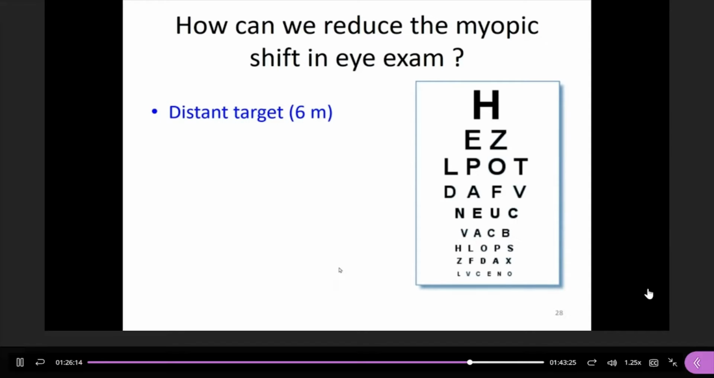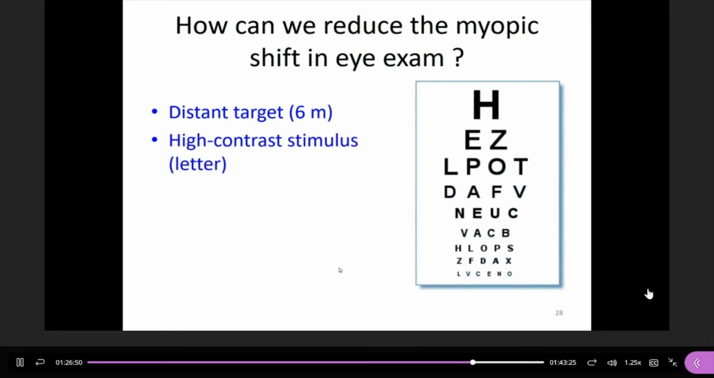Some practices may use 3 meters, but as you would expect, for 3 meters the accommodation would be about 1 divided by 3 diopters, so it's about 0.3 diopters of myopia. If you mount it at 6 meters, it would be 1 divided by 6, so it's less than 0.15 diopter. So it's still better than 3 meters. If possible, we will try to use a target at distance, like 6 meters.